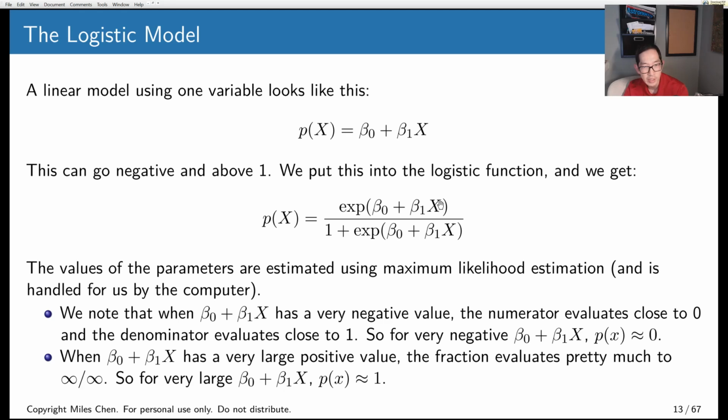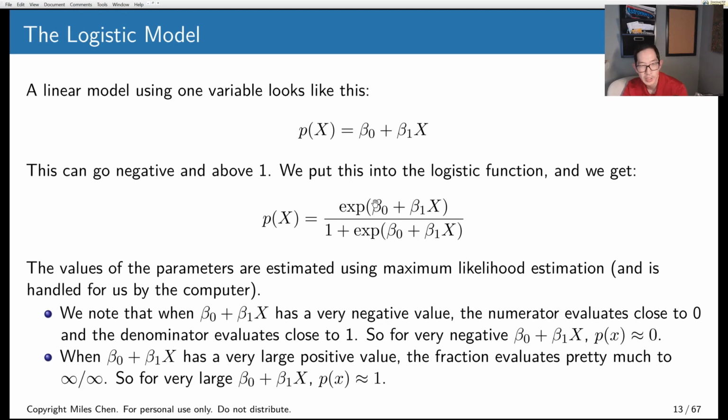Let's say we put in a very negative value for x, like e to the negative 1000. That's going to be pretty much 0. That would be divided by 1 plus e to the negative 1000, so basically 0 divided by 1 plus 0. So that probability is going to evaluate to 0.